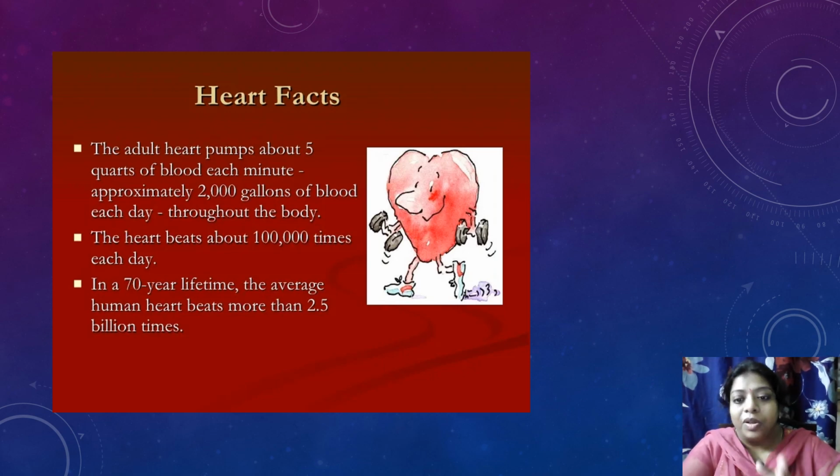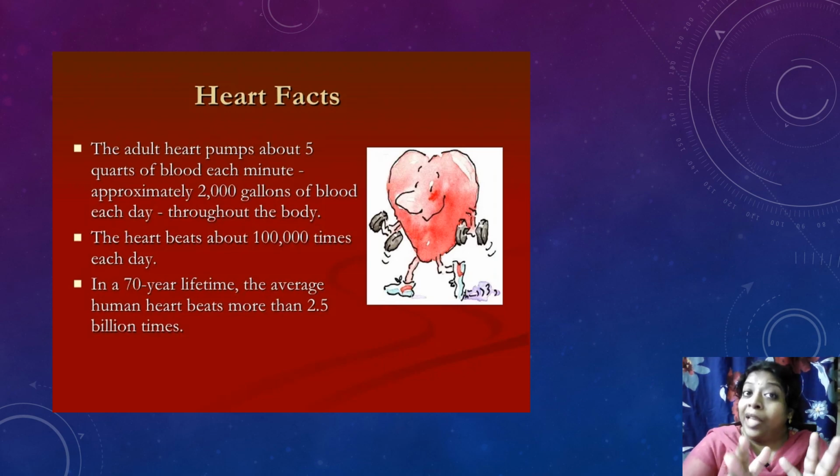And in newborns, what is the heartbeat? The heart beats at a much faster rate than that of the adults. In newborns, it is very, very fast. That is about 90 to 190 beats per minute. So these are some of the important facts.